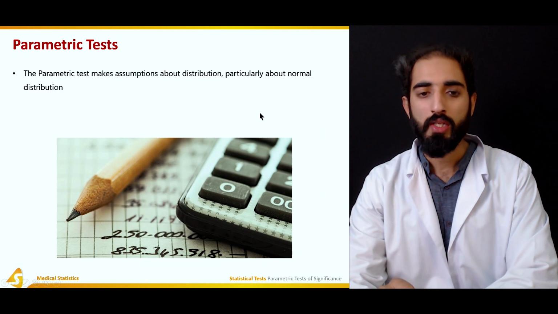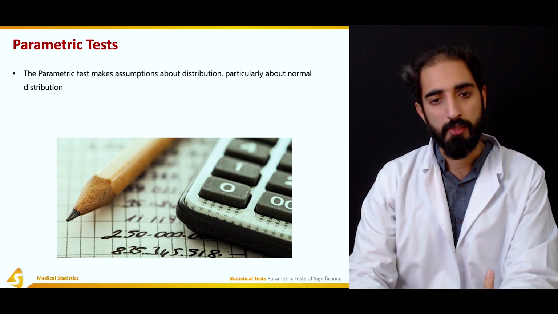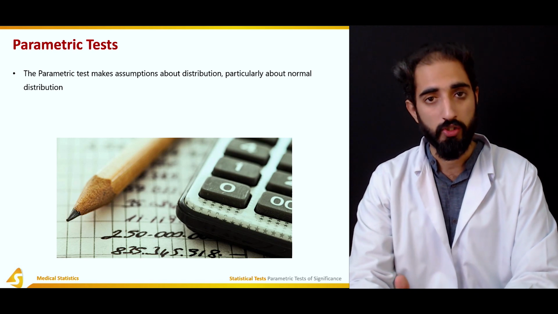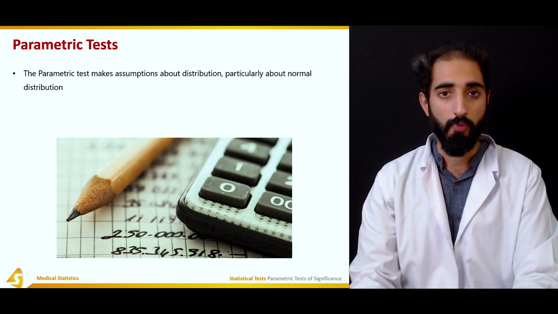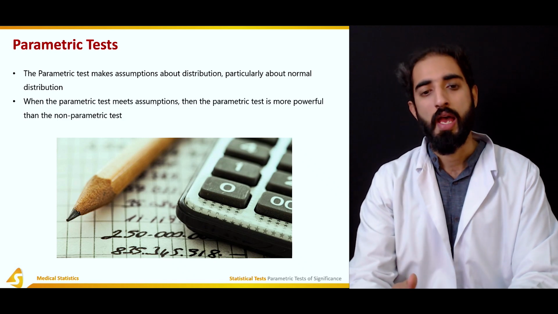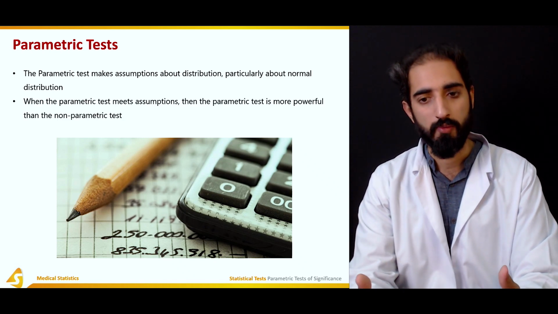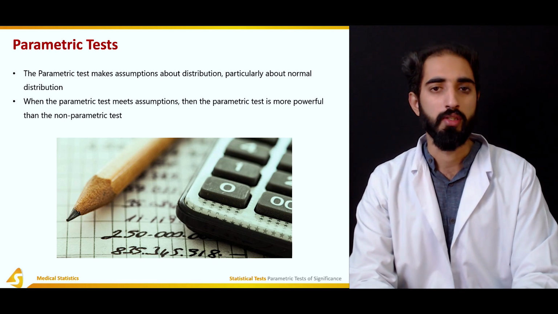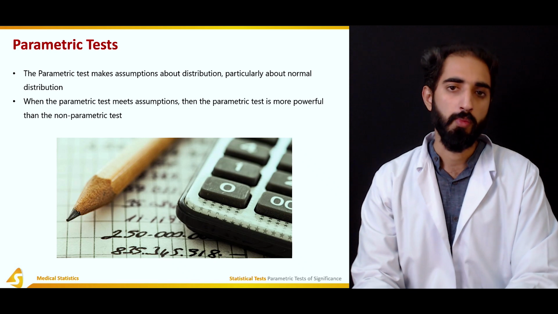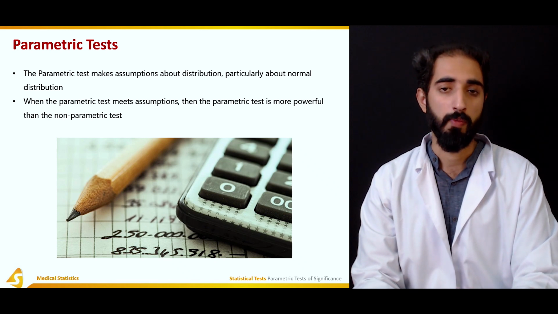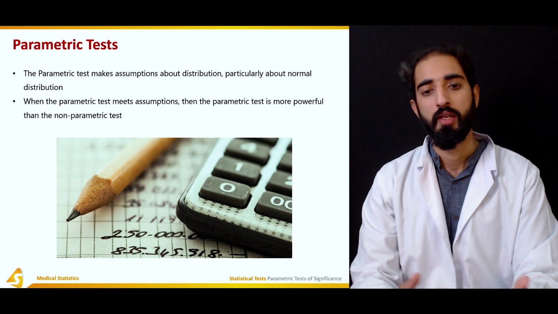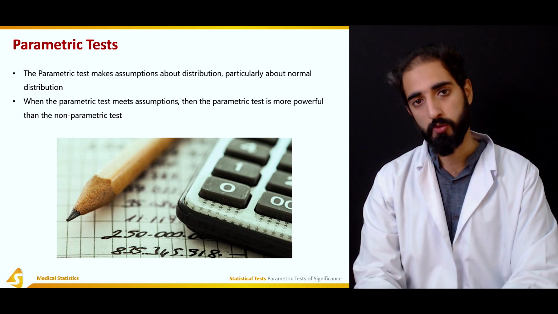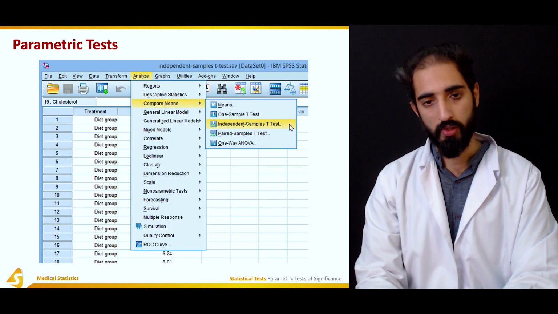So let's start off with the parametric test. The parametric test makes assumptions about distribution, particularly about normal distribution of the data. That is a very important assumption for all of these tests. When the parametric test meets all these assumptions, it is more powerful than the non-parametric test. So our priority should be to apply a parametric test, but only when we meet all those assumptions.